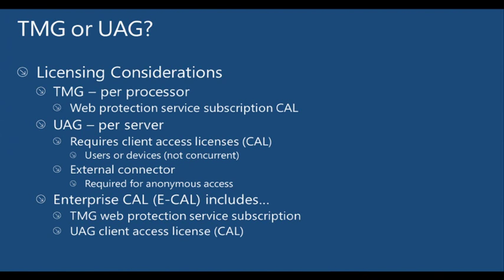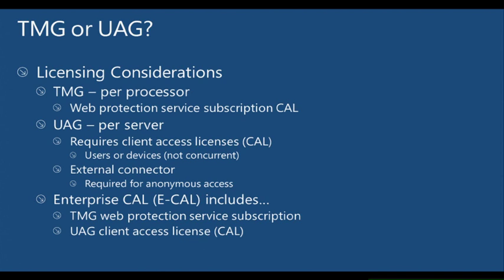The external connector, however, I will warn you, is prohibitively expensive. I believe the cost of this license is around $20,000 US per server. So if you have a 4-node cluster, you're buying 4 licenses. So what I would tell you is if you have any anonymous access, please use TMG because it's per processor. It's going to be infinitely less expensive than buying an external connector. So just a heads up on that.